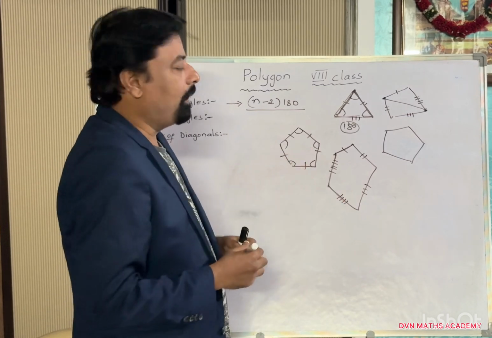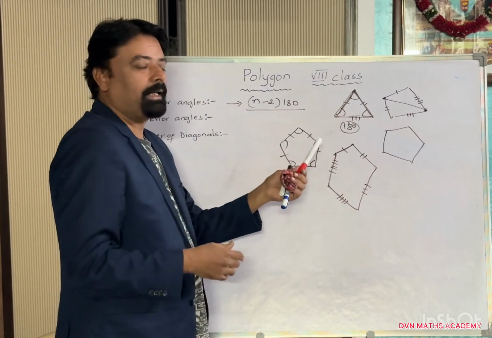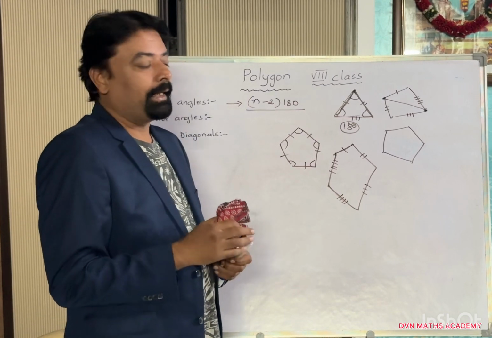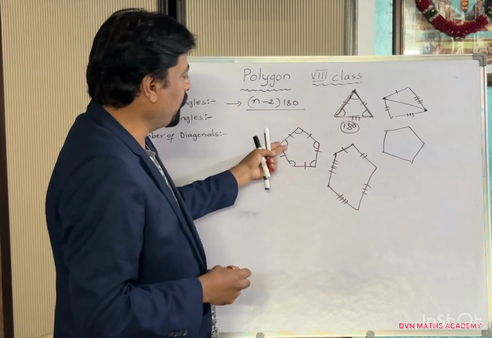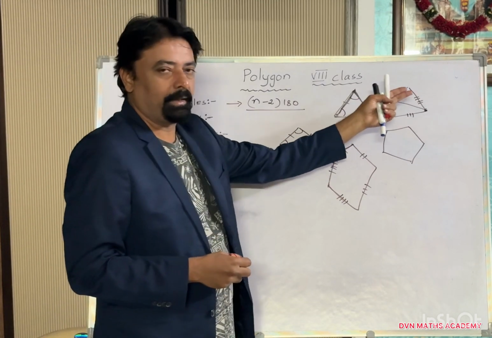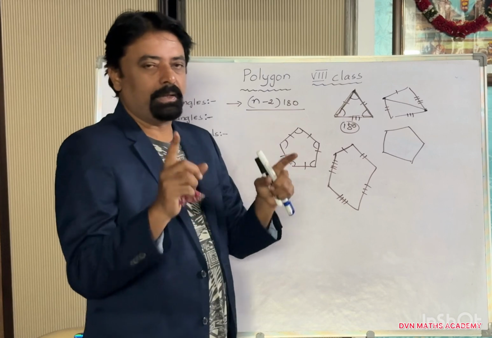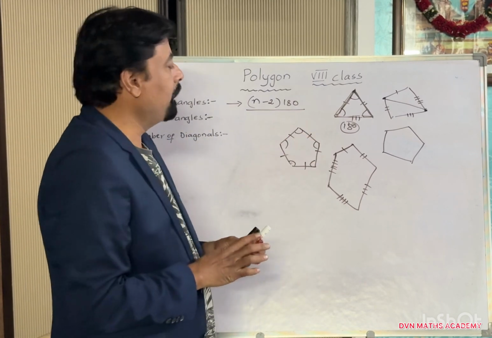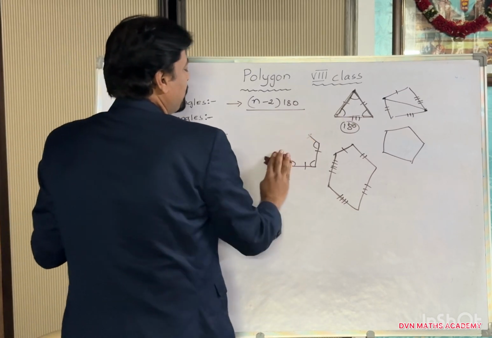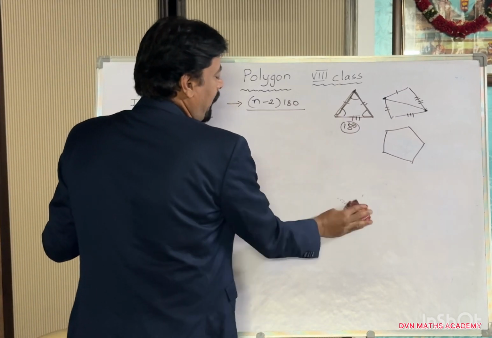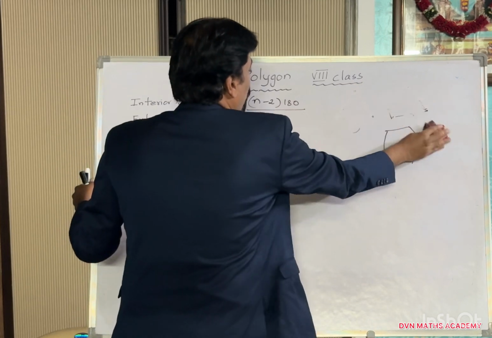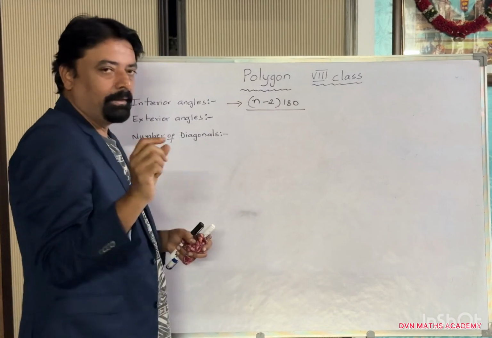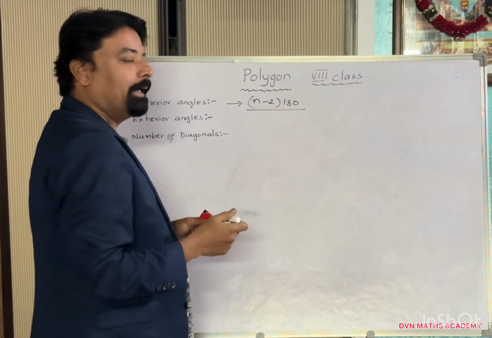Regular polygon means all sides are equal and each interior angle is also equal. Such types of polygons are called regular polygons. So regular polygons means regular triangle, regular quadrilateral, regular pentagon. Regular means, you need to understand, each side is equal and each interior angle is also equal. Here one interesting concept is how to find each angle in a regular polygon. If the polygon is regular, how do we find each angle?